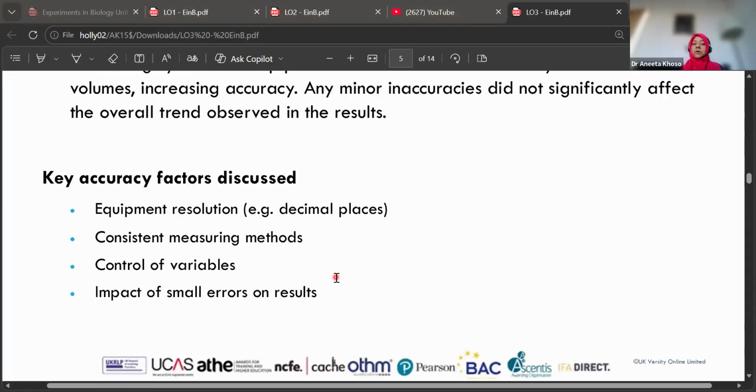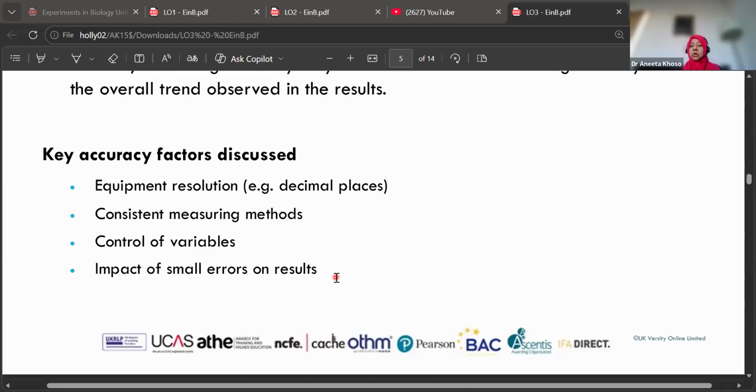Key accuracy factors that were discussed are equipment resolution. So, for instance, you could include decimal places, consistent measuring methods, control of variables, and impact of small errors on results.